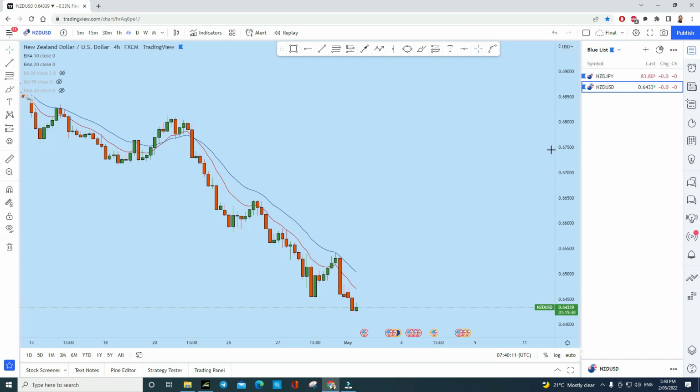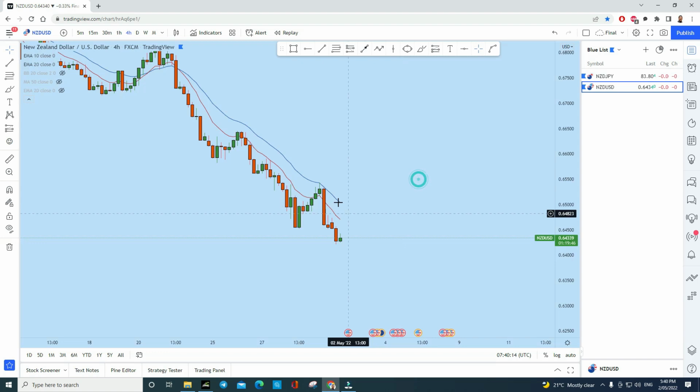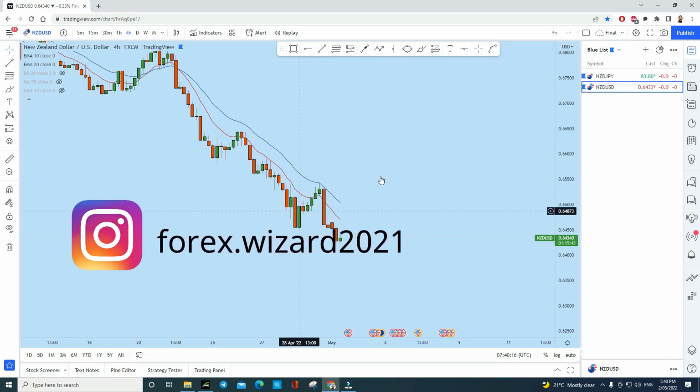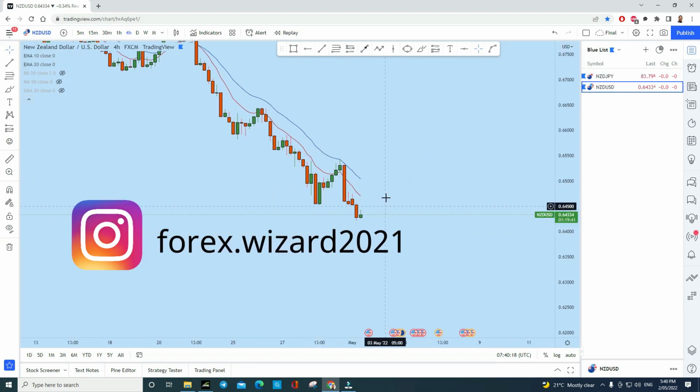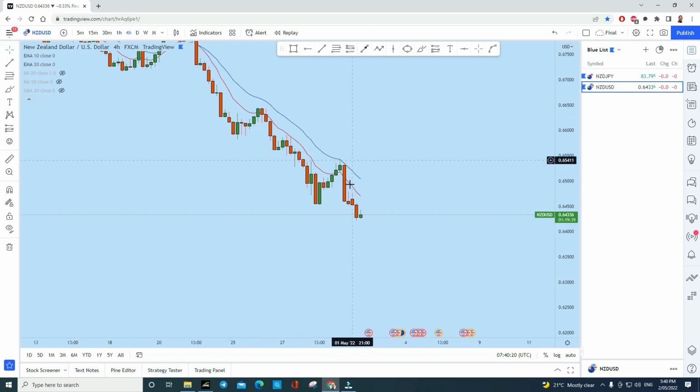Now NZDUSD, first of all, let's start with this one. As you can see, this is the 4-hour time frame, and as soon as the market opened, it has given a bearish price action pattern. Before we see what it is, let's first start with the higher time frame, based on monthly.